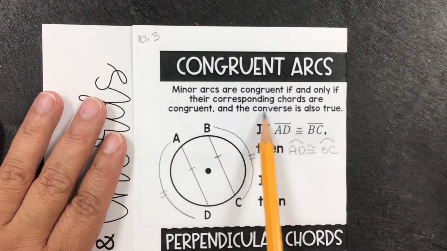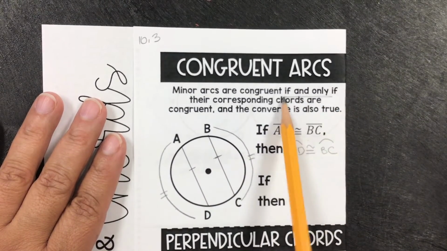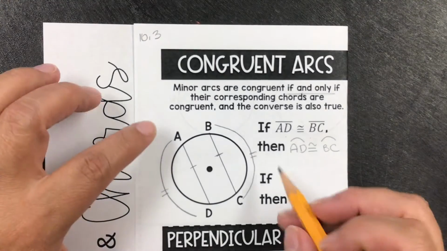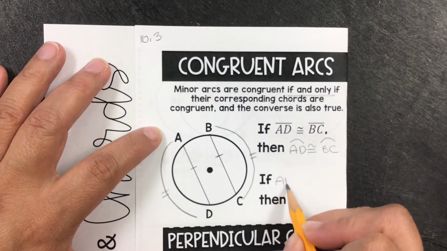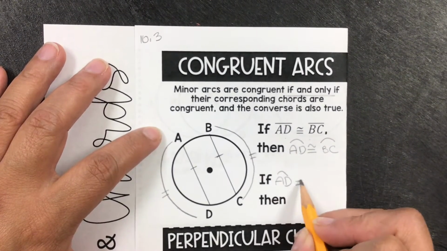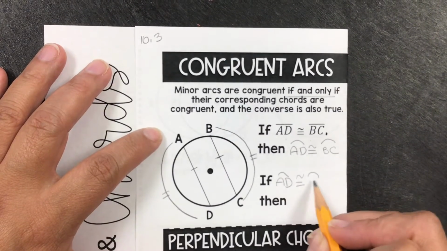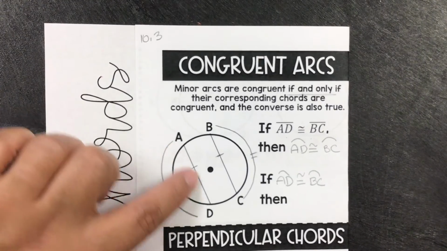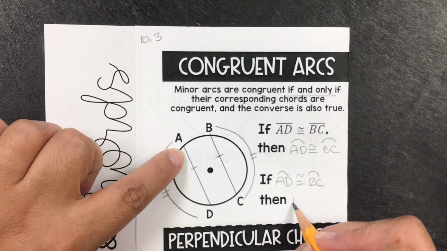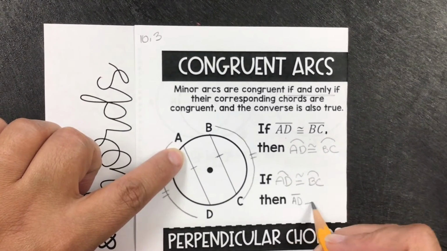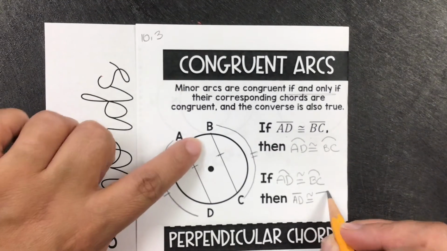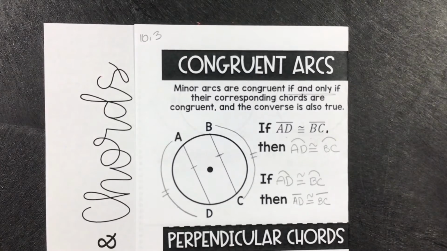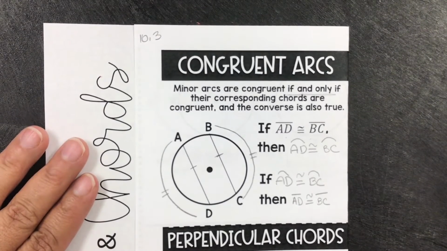It does say "if and only if," and what "if and only if" means is that the reverse is also true. If I know that the arc AD is congruent to the arc BC, then I know that the line segments, or the chords, are equal. AD is congruent to the chord BC. So how would we use this information? Let's take a look inside.